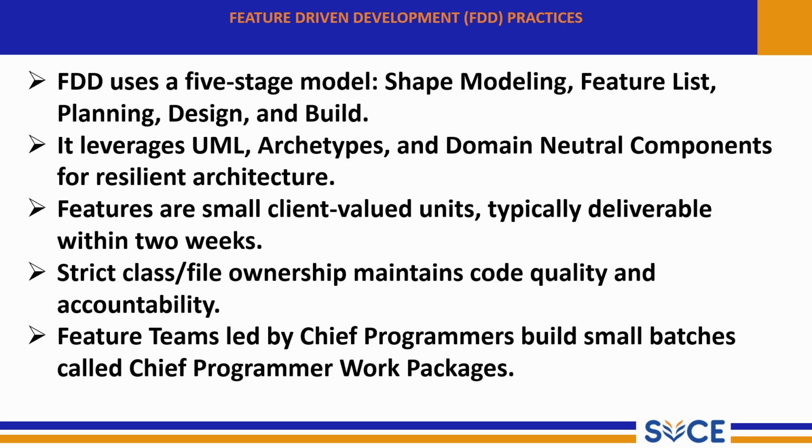FDD uses a 5-stage model: shape modeling, feature list, planning, design, and build. Feature driven development is an agile method focused on delivering the features step by step. It follows a structured 5-stage model. Shape modeling: understand the overall system structure, that is shape modeling.